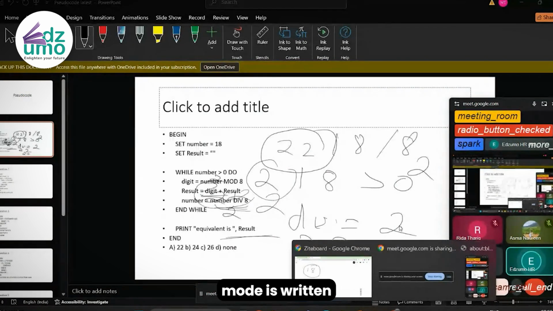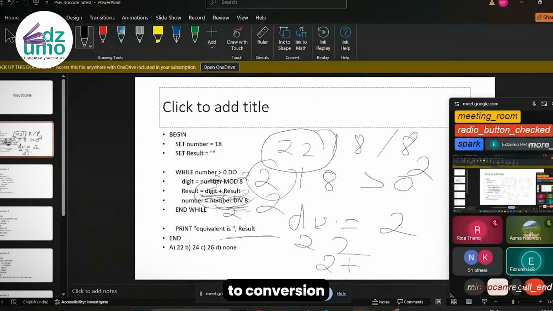Whenever some mod is written, it is about conversion to base. If it is mod 2, you can say conversion to base 2, like that. Understood? Clear? This is a very important type of question. You have to understand that. And remember, this is simply concatenation.